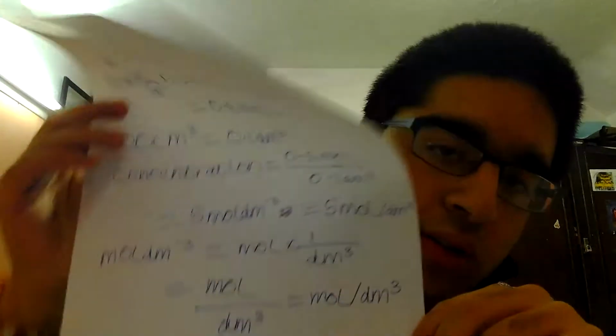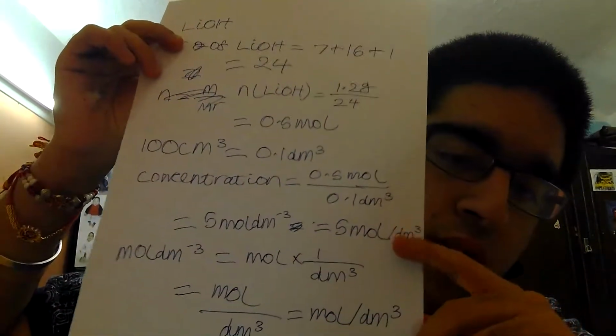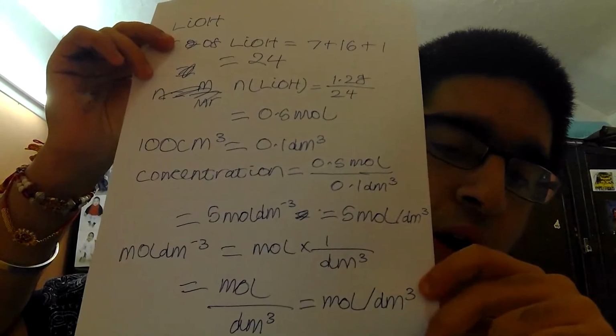Now I've told you how to get through it, go through it. That's basically my working out, if you want to see it again. And these last 2 lines were just explaining why moles dm to the minus 3 is exactly the same as mole divided by dm cubed. So moles divided by dm cubed, moles/dm cubed. Hopefully that makes sense.